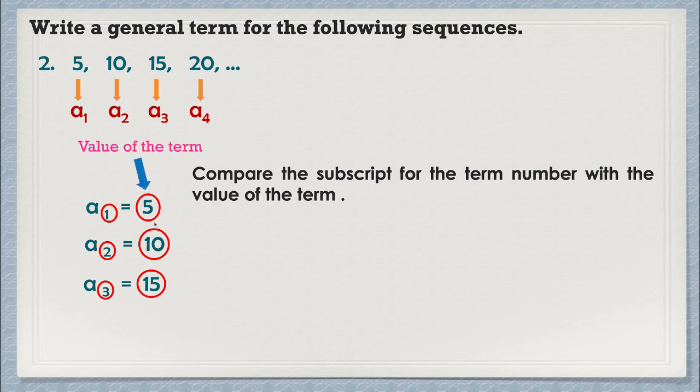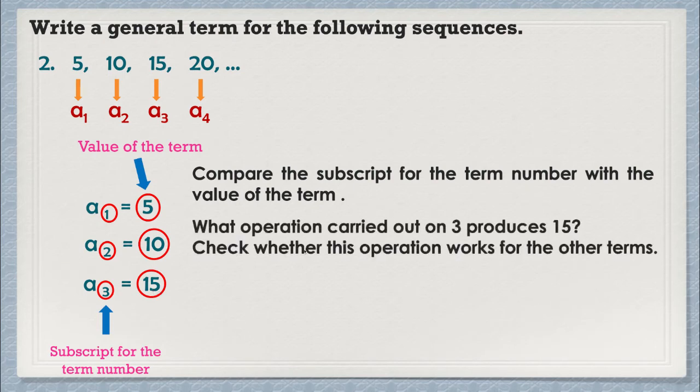So this refers to the value of the term, and this to the subscript for the term number. Okay, meaning this is the position of these values. Now, what operation carried out on 3 produces 15? So what will you do with 3 to get a 15? Basically, that's the question. And once you find that operation, check whether it's also going to work for the other terms here.